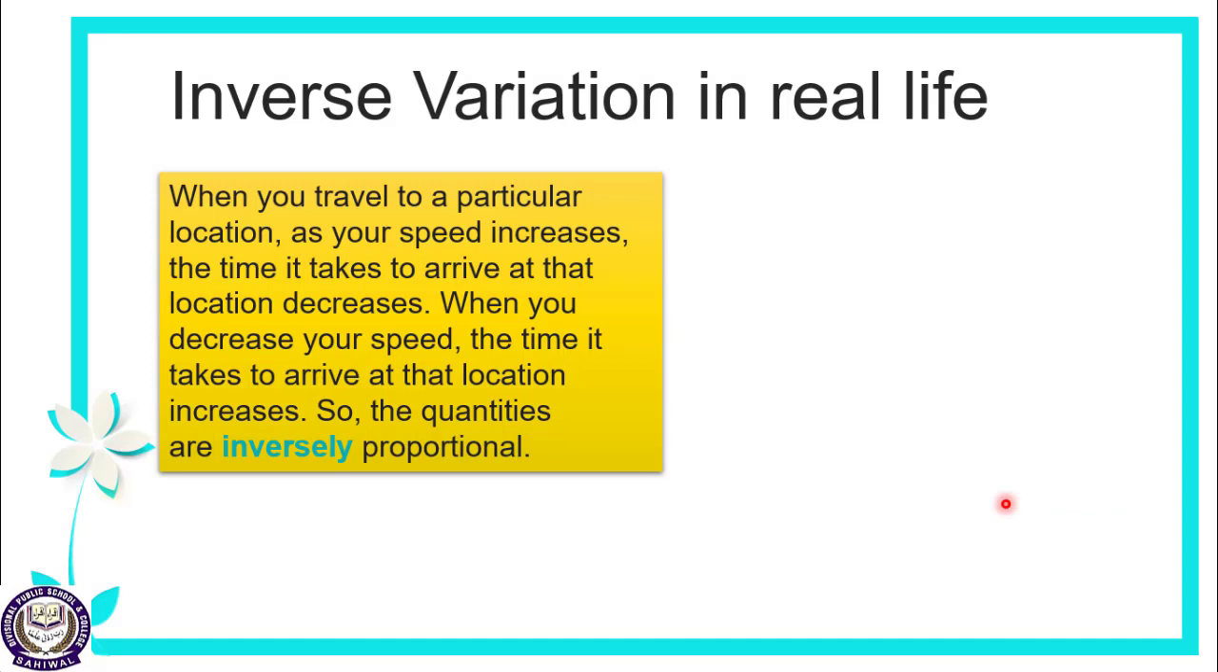As we are talking about inverse variation, it has a number of applications in our daily life, especially related to physical objects. Like when we are traveling to some particular location, if our speed increases, the time taken to arrive at that location decreases. It means the relation between speed and time is inverse. So, speed and time are inversely proportional quantities.